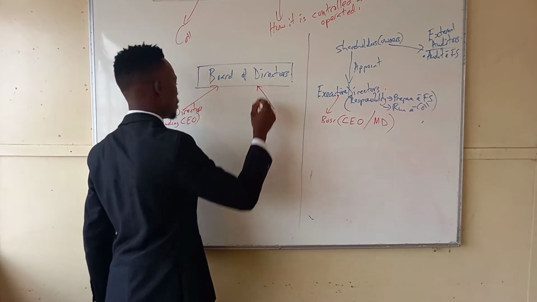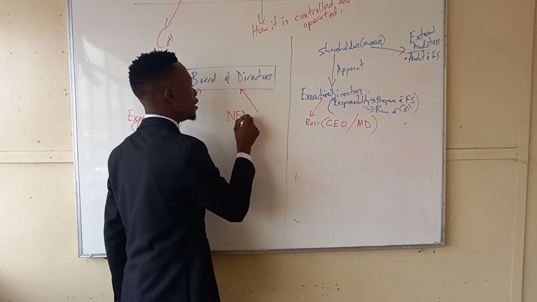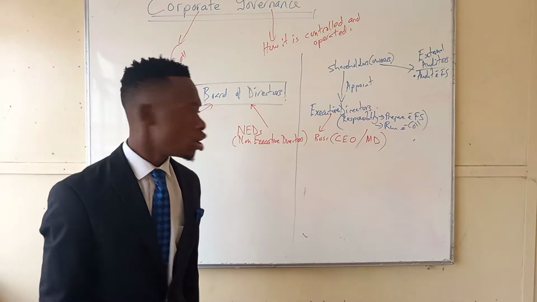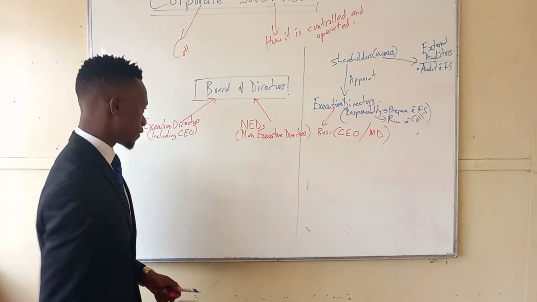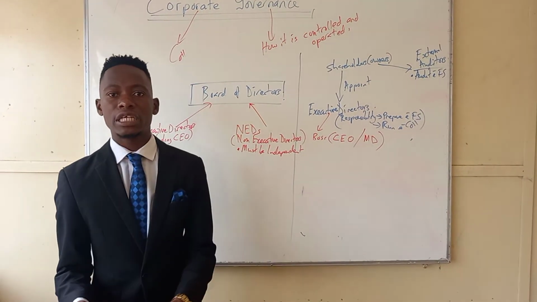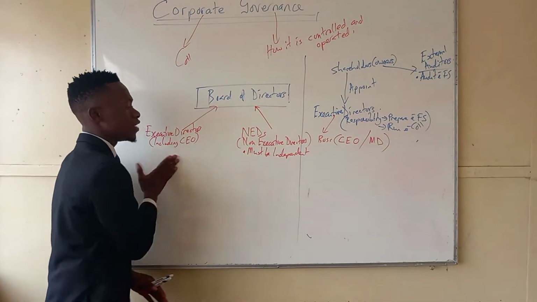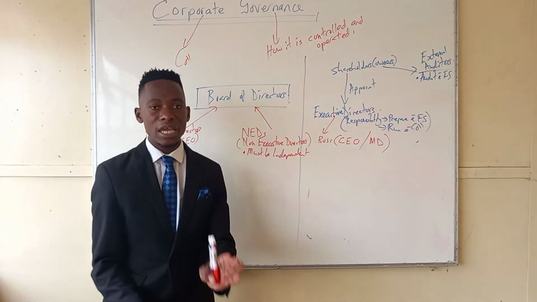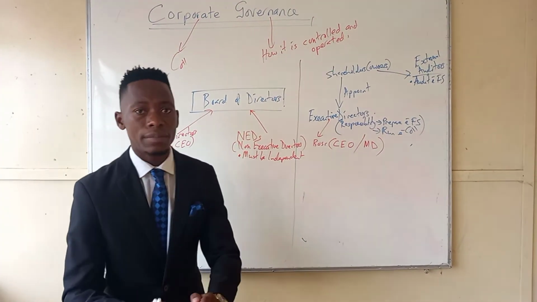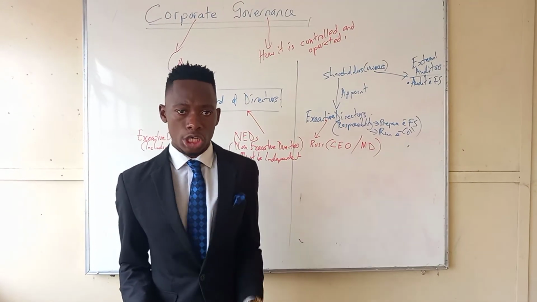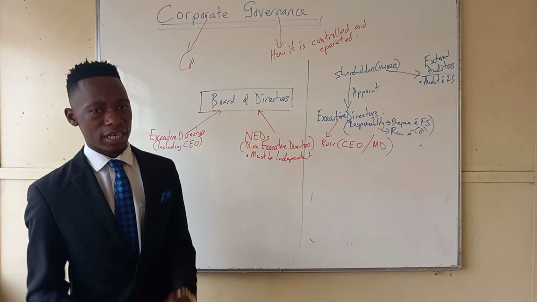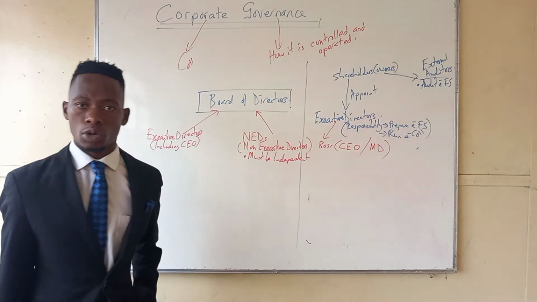Then we also need what we call the NEDs, the non-executive directors. We need them in the board of directors. Why? These people are hired by the shareholders. These people must be independent. We are saying they must be independent of the company. They must not have any relationships with the executive directors. They must remain independent. So why do we need the non-executive directors? We need them so that they will be able to protect the interest of the shareholders, to protect the interest of the owners. So in the board of directors, there will be executive directors and the non-executive directors.